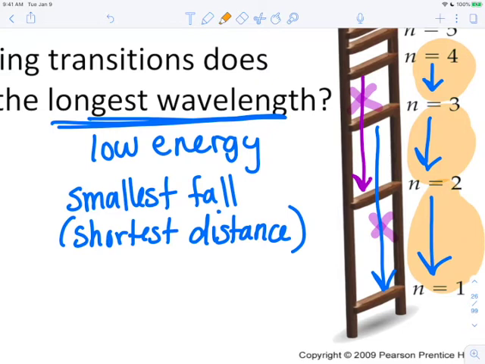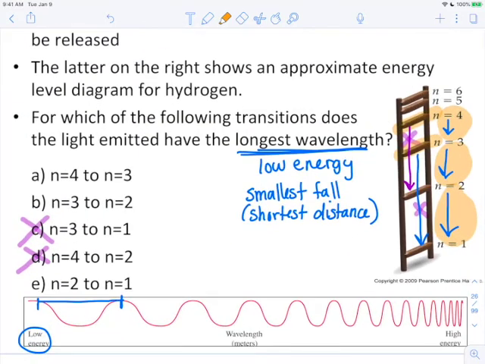What are we thinking? Which one is the shortest fall? All right, so I'm seeing some 4 to 3s. Excellent. Yes, so 4 to 3, because there's not as large of a gap. Here it's between the rungs of the ladder, but in the atom it would be between the energy levels. So we are looking at 4 to 3.